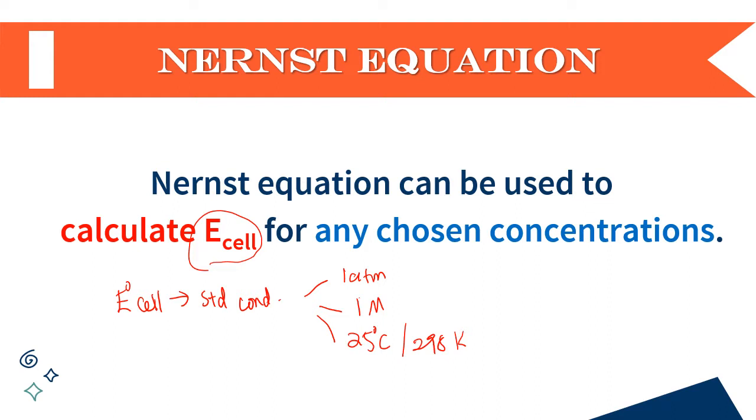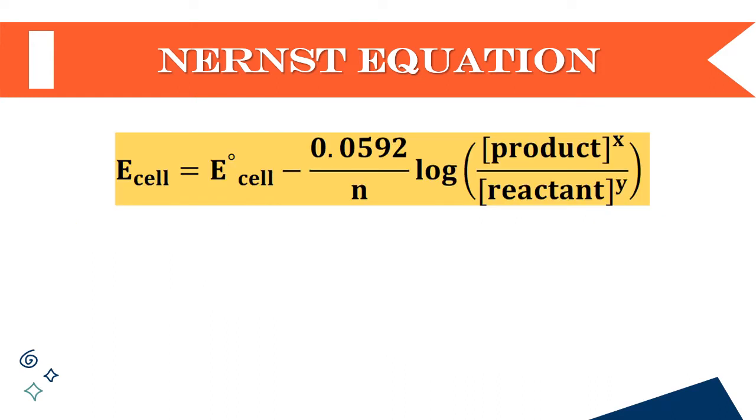Now, let's take a look at what the Nernst equation is. How does the Nernst equation look like? So this is our Nernst equation. The equation will be E cell equals E0 cell minus 0.0592 over n log concentration of product to the power of x over concentration of reactant to the power of y. So now let's take a look one by one at all the terms that we have here.